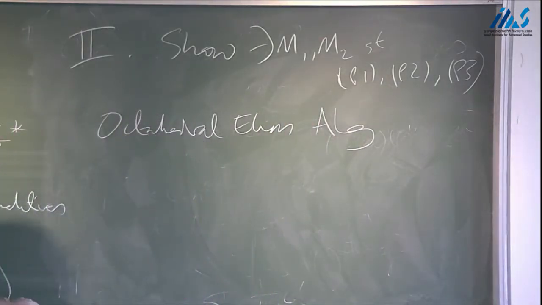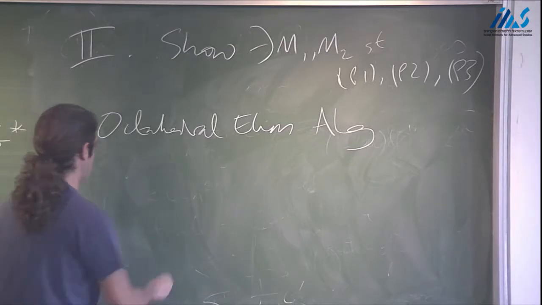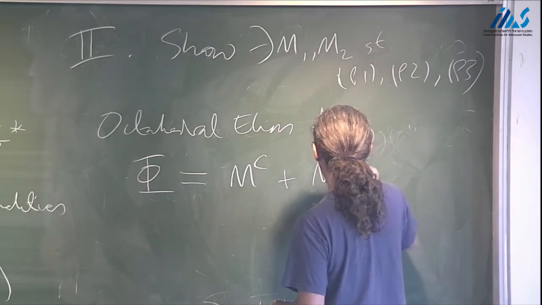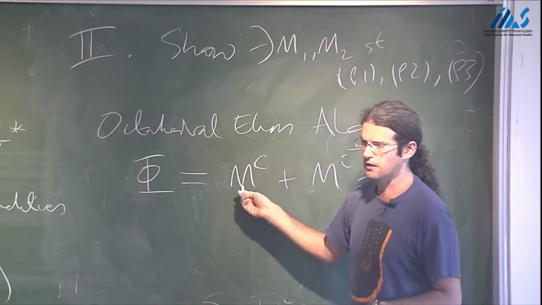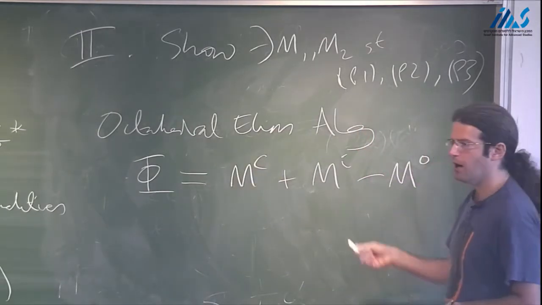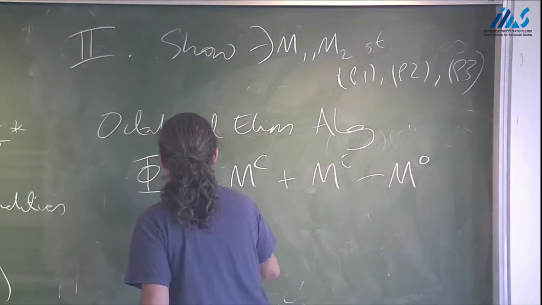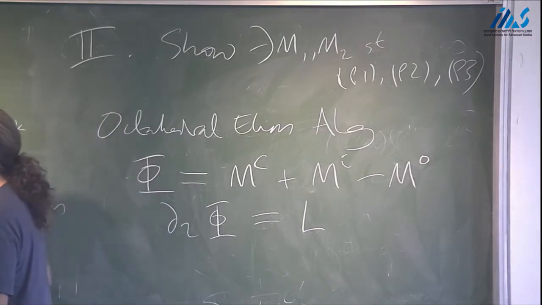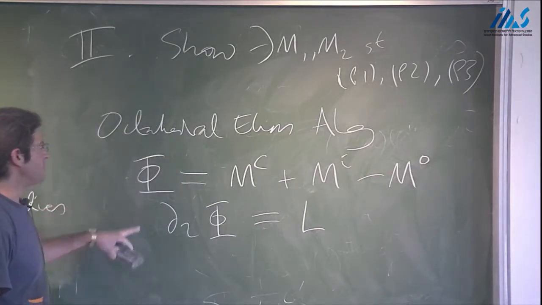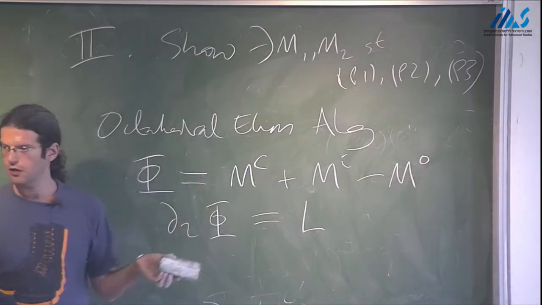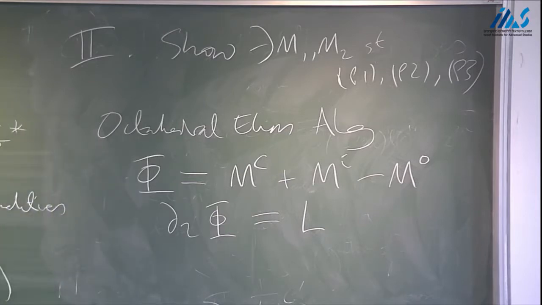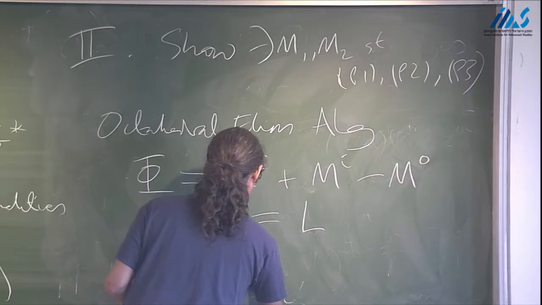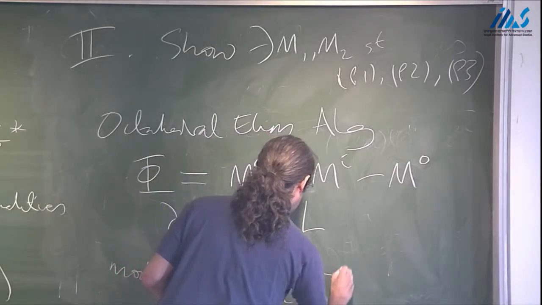So we start with some vector which is of triangles. So what are we doing? We're taking MC and MI and subtracting M0. So MC covers L and S, and then M0 minus MI is S. So this has two boundary equal to L. And I want to modify phi to produce psi, which is M1 minus M2, such that M2 satisfies these properties.